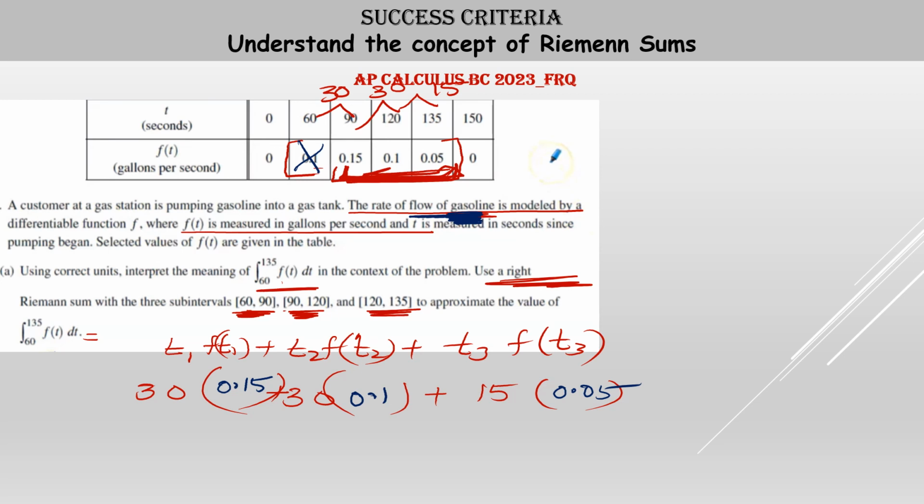Okay, so we are going to write it is the flow of gasoline between the time interval of 60 to 135. That is all. And the answer should be in gallons. If they are asking for the units, then write gallons. Otherwise, no need to write gallons. Do not write gallons per second. Only write gallons because you are not finding the rate of flow, the rate of change of gas. You are only finding the amount of the gas. So do not write per second.